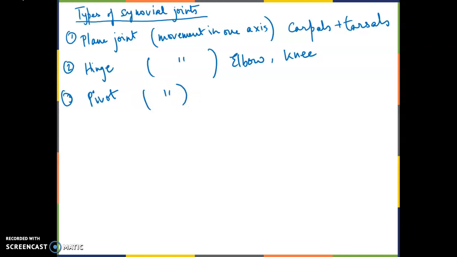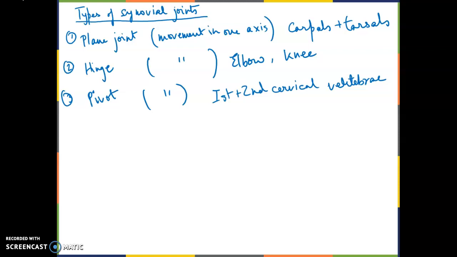And classic example is between your first cervical vertebra and the second cervical vertebra. So there is movement between first and second cervical vertebrae. And I will show you a picture on the PowerPoint, and it'll make more sense about how the pivot joint actually moves. So in between the first and second cervical vertebrae, we have pivot joint.